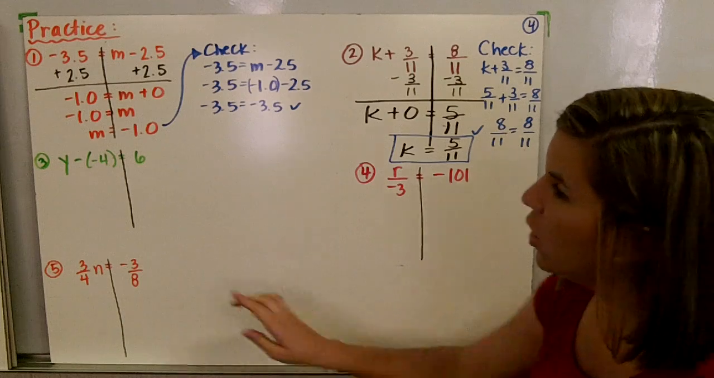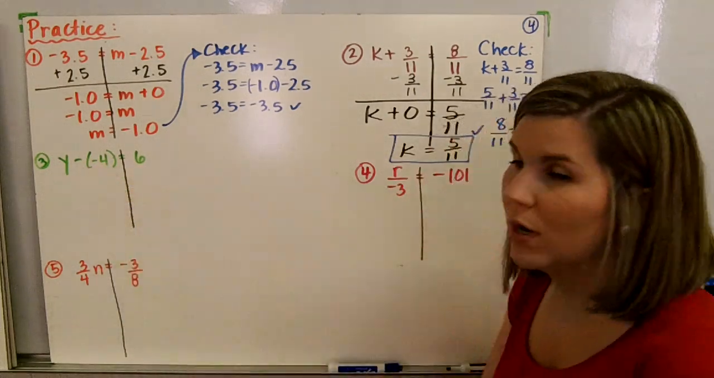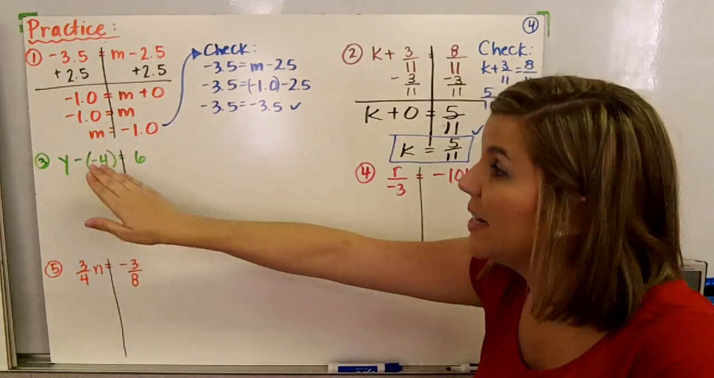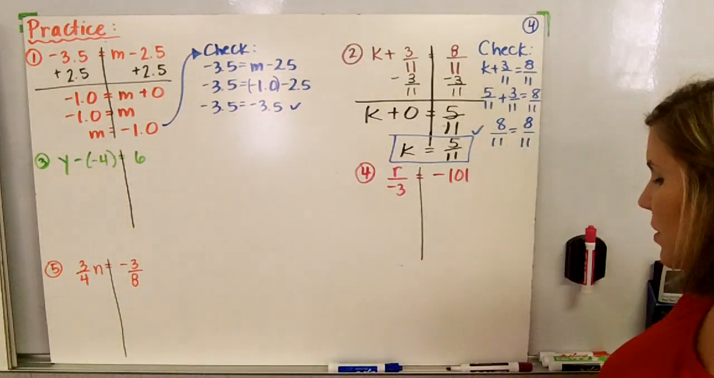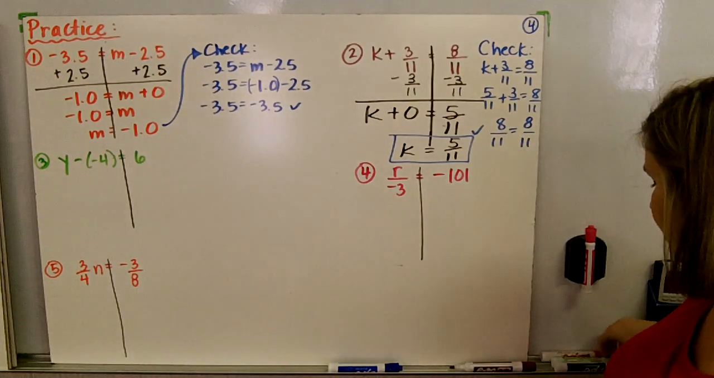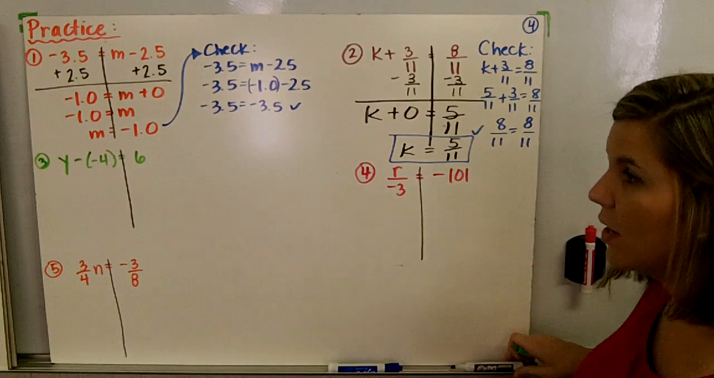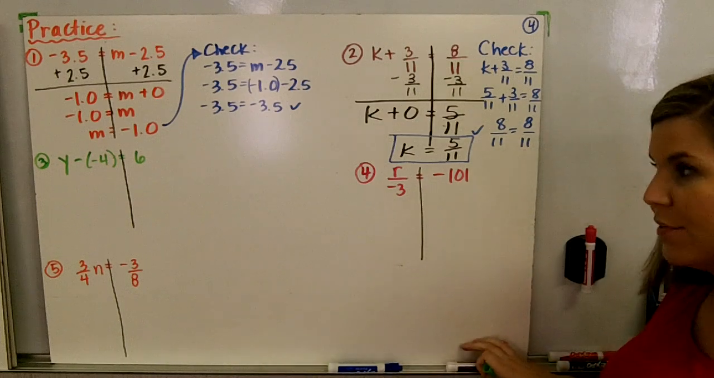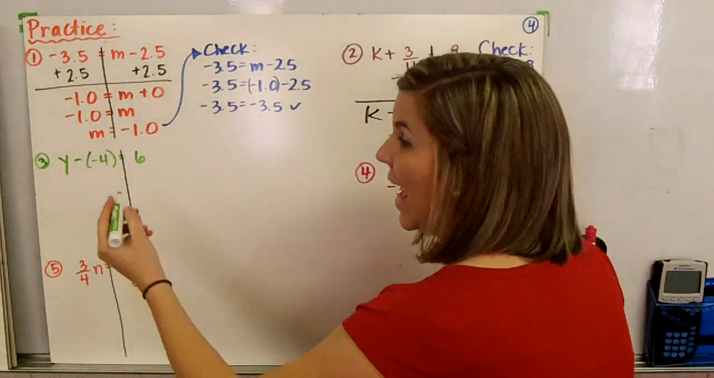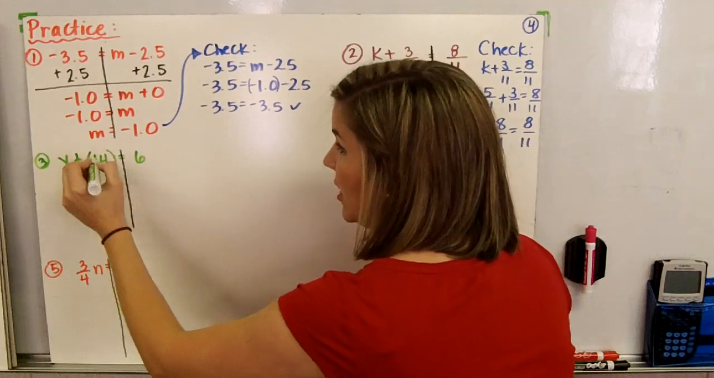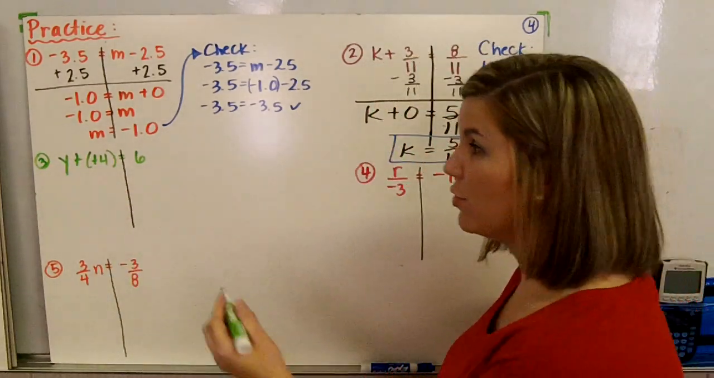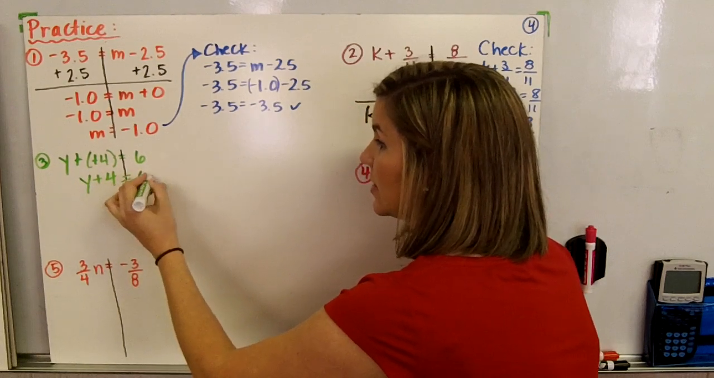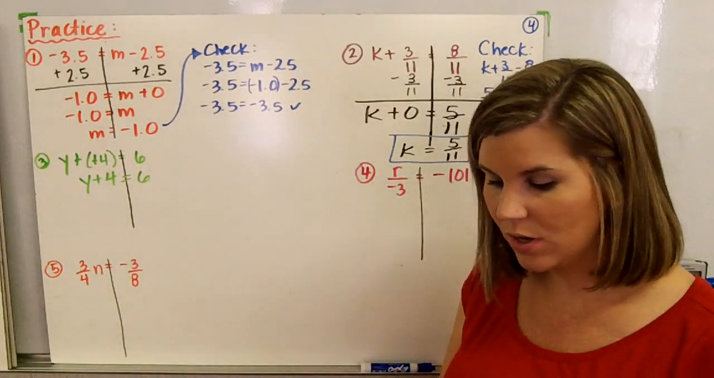Number 3, y minus -4 equals 6. Now, you're typically not going to see two signs next to each other, but if you do, go ahead and simplify it to make it easier on yourself. So we have minus a negative. So subtracting a negative is the same thing as adding a positive. So change those to plus signs. So really this is y plus 4 equals 6. Now that makes it a lot easier to solve.